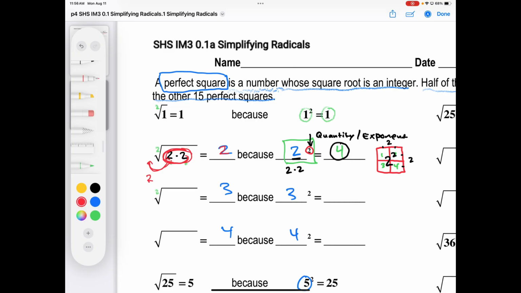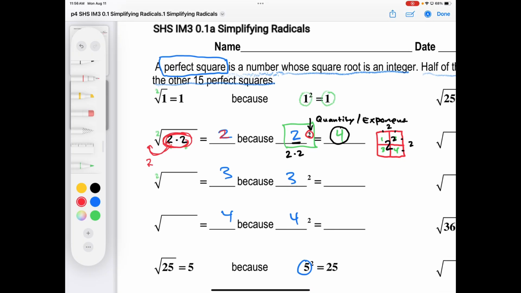Okay, let's go through and finish the rest of these, and then you can talk to your partner. Let's do purple. Let's do the next one.